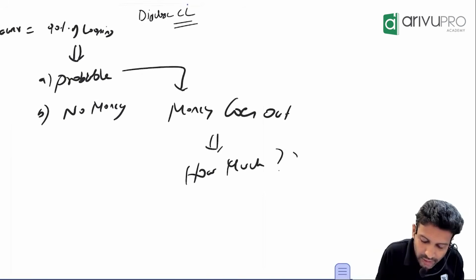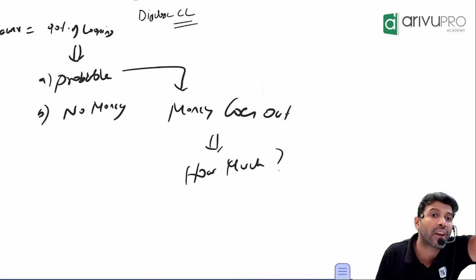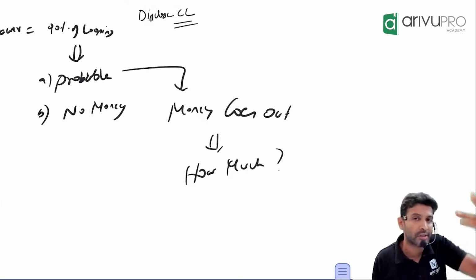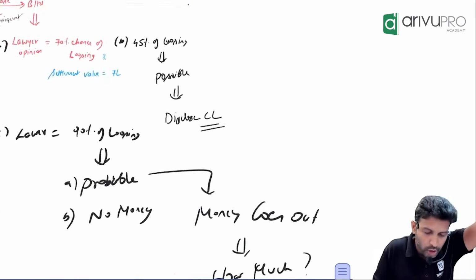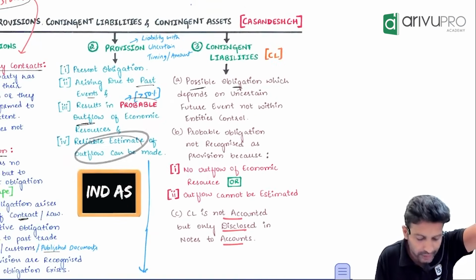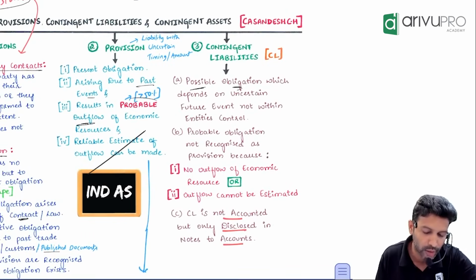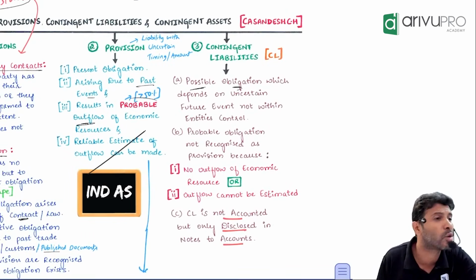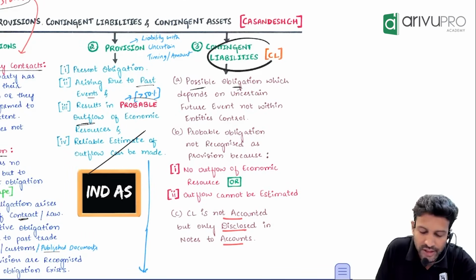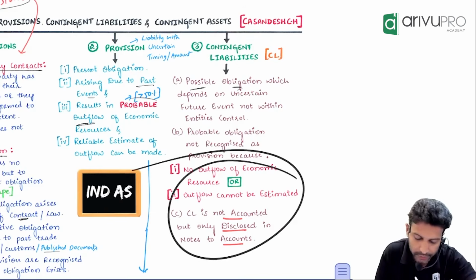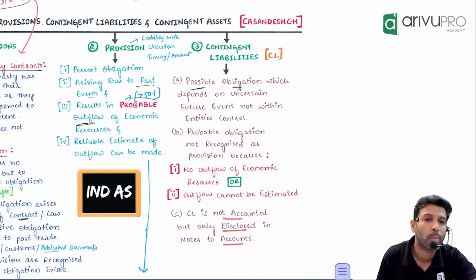That means, can you reliably estimate the outflow or you cannot estimate? One of the conditions for recognizing provision is the last one. What is the last one? You should be able to reliably estimate the outflow. If you are not able to reliably estimate the outflow, then you will not book provision, you will disclose CL, contingent liability. That's what I've written here. These two. Move forward to the next one.